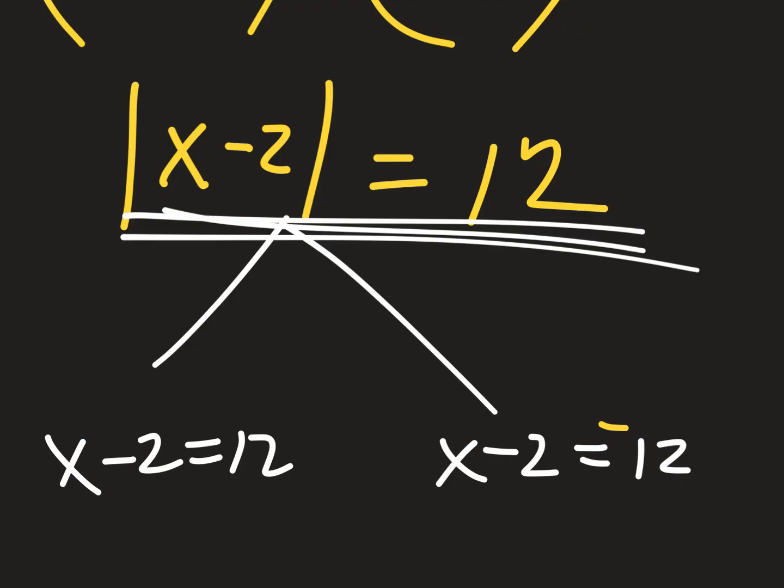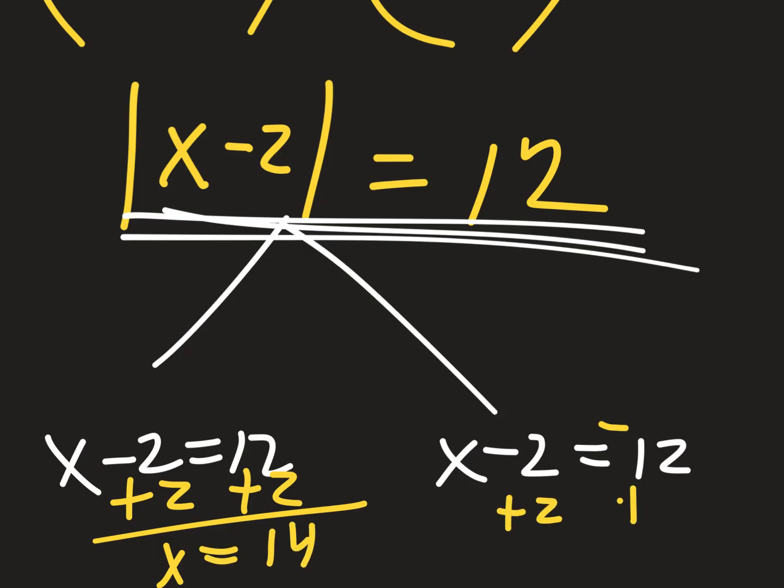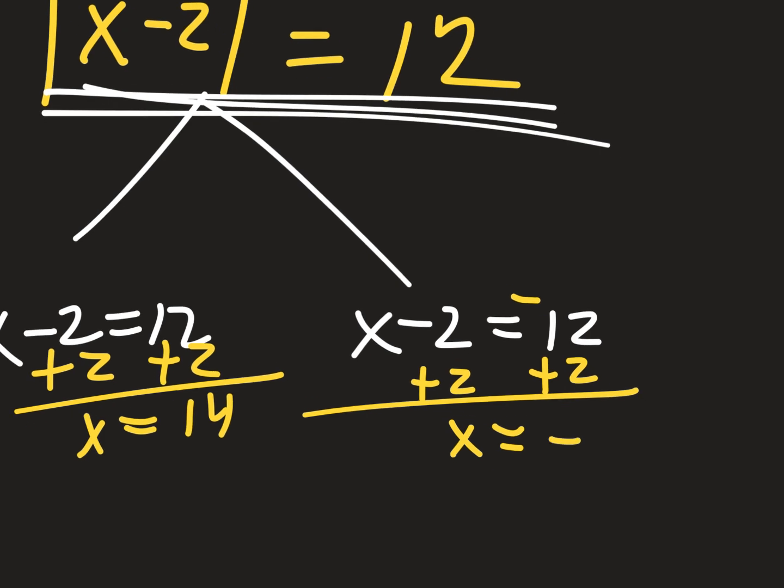Okay. That is the hardest thing for today. There's more, but that's the hardest thing. And mostly it's just forgetting that you just did an even root on both sides. Like a square root. All right, now I'm going to add 2 to both sides. x equals 14. I'm going to add 2 to both sides. x equals negative 10. There's your two answers.